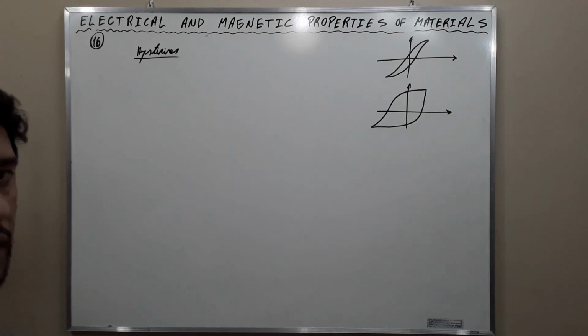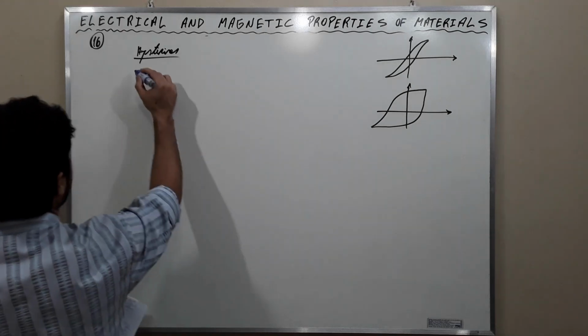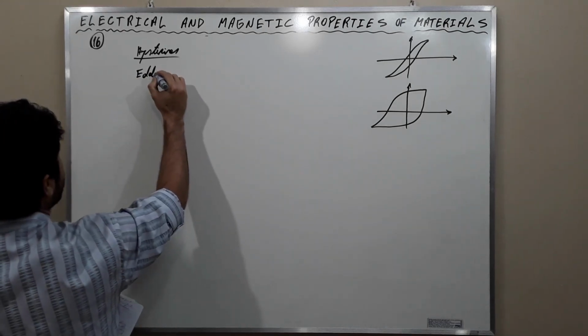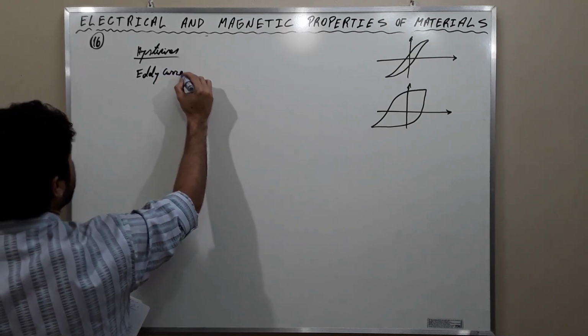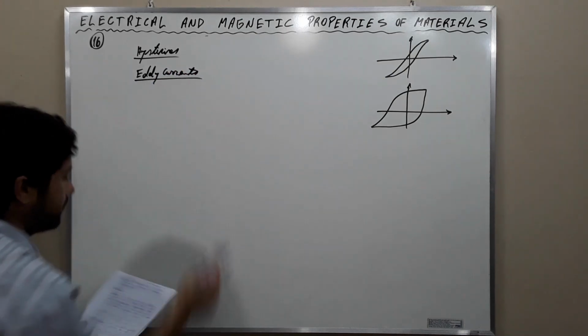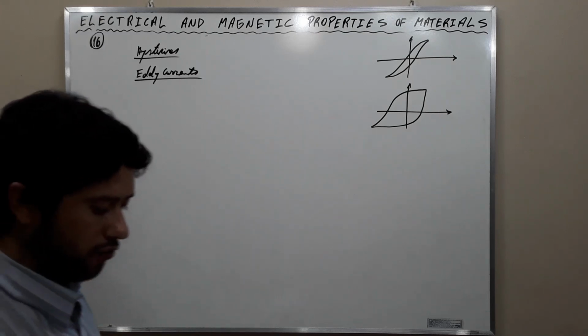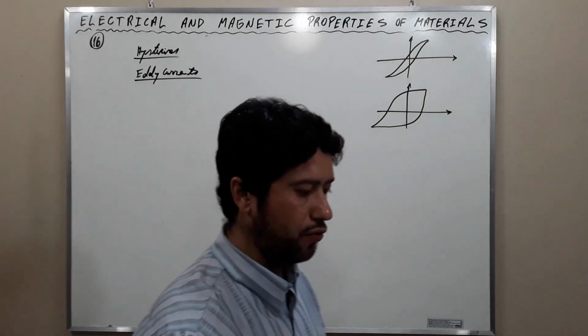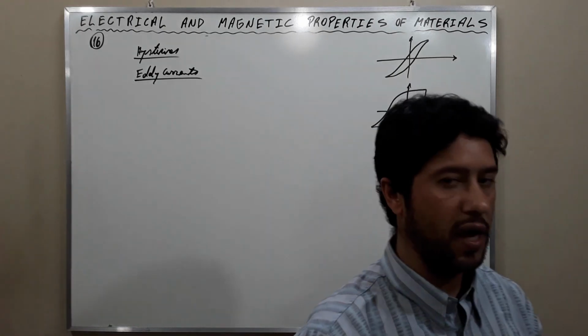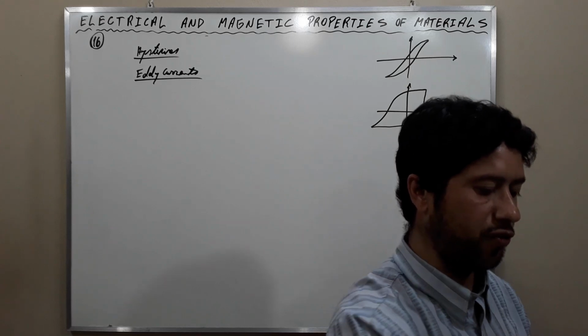Now let's talk about eddy currents. To minimize losses due to eddy currents, the core is laminated into thin sheets of metal. Alright, my friends, this is all for exercise 16, and this is all for this video.